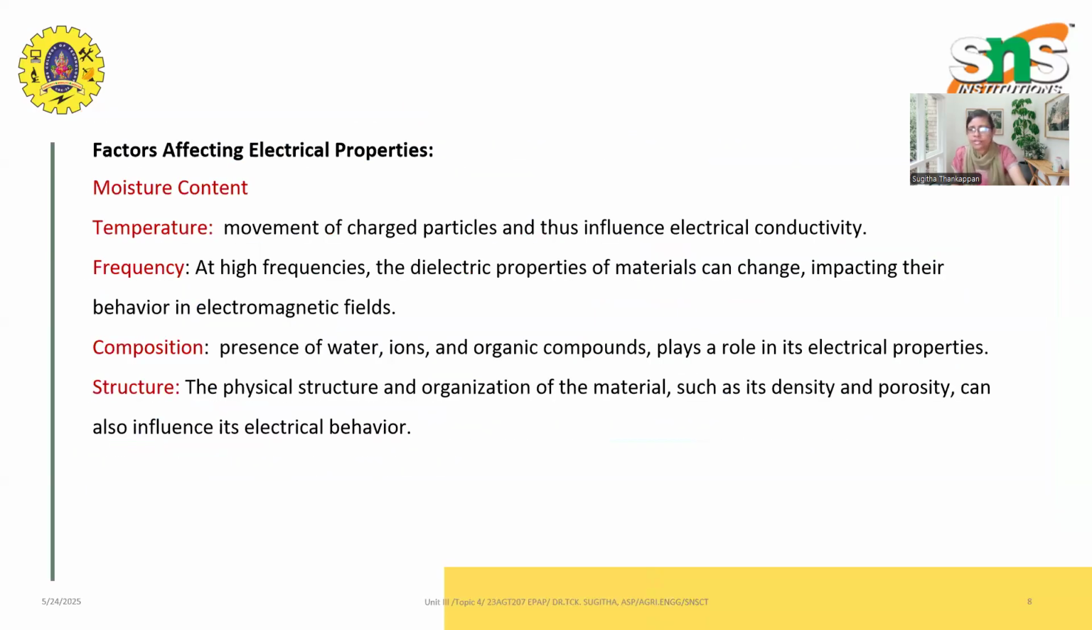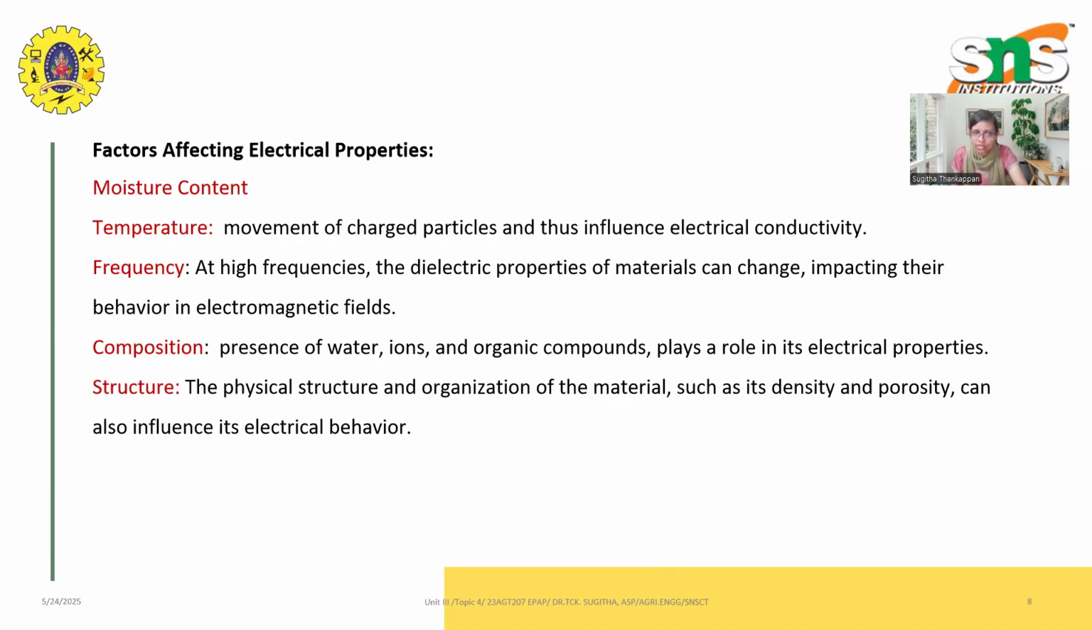What are the factors affecting electrical properties? First one is the moisture content. Everyone knows that water has hydrogen plus and oxygen minus, charged particles that can very well conduct a charge. Then the temperature: the movement of charged particles also influences the electrical conductivity. If the temperature is more, the movement will be more. As well as the frequency. At high frequency, the dielectric properties can change, which will influence the electromagnetic field of the produce.